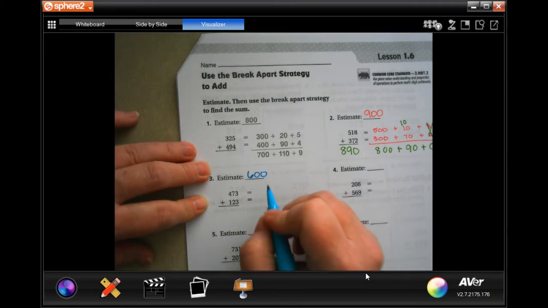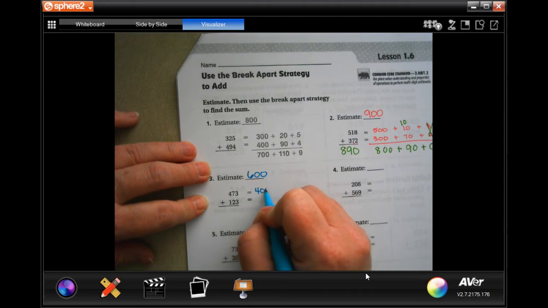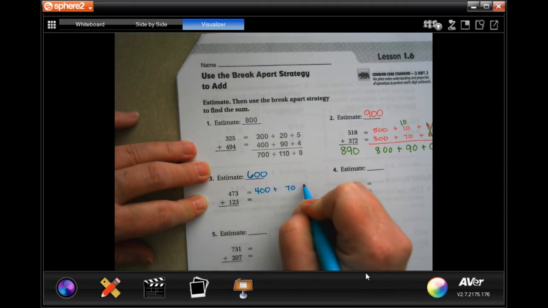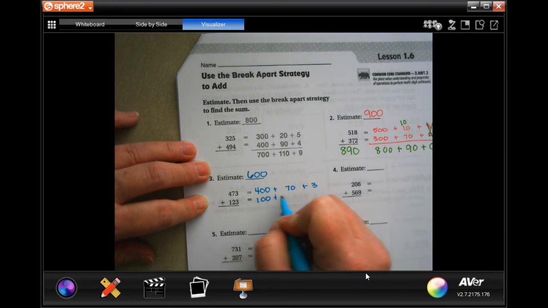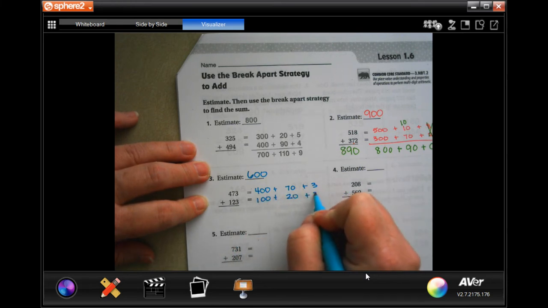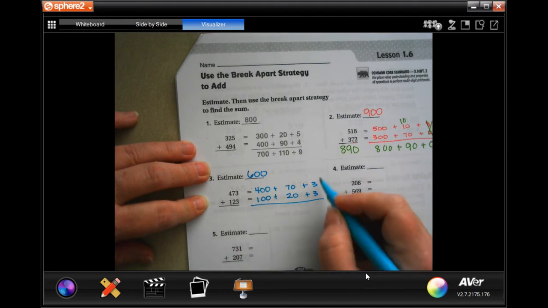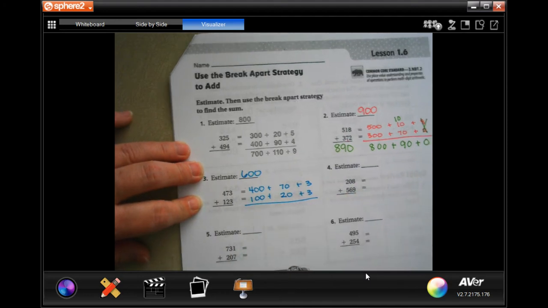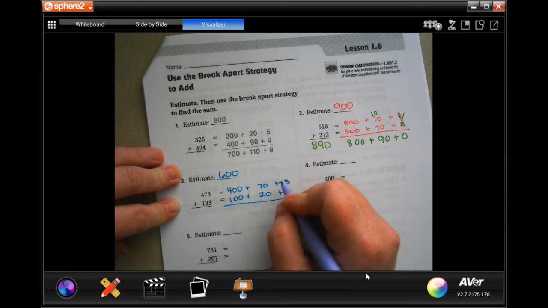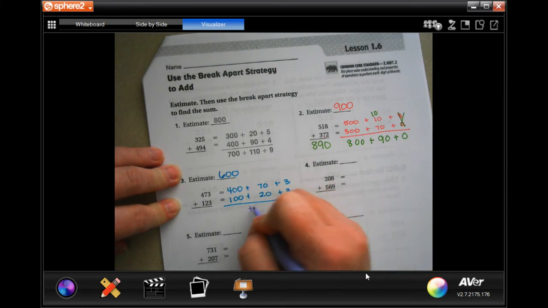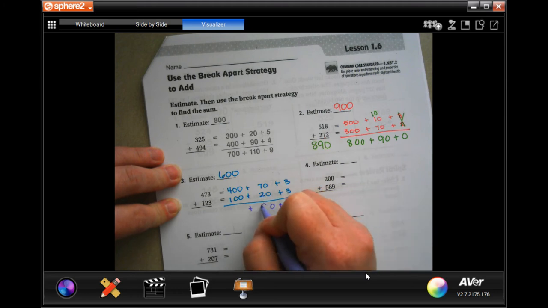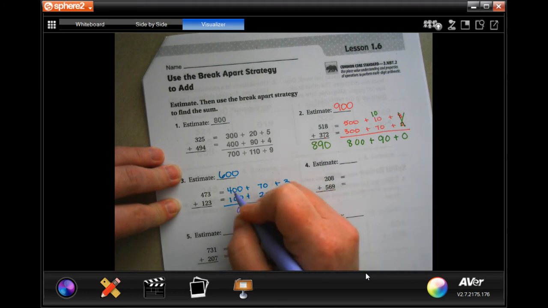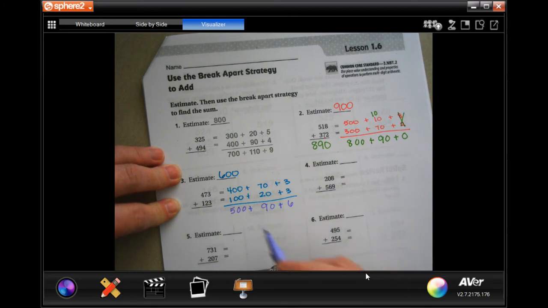Okay? Now we're going to do 400 plus 70 plus 3 and 100 plus 20 plus 3. I don't have anything that adds up to a 10 that I can put over there, so we're going to go ahead and do it this way, okay? Well, 3 plus 3 is 6. Have the column with 0. 7 plus 2 is 9. 2 zeros, and 4 plus 1 is 5. So 596.